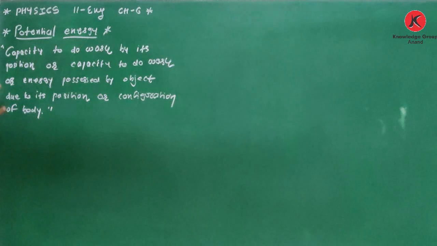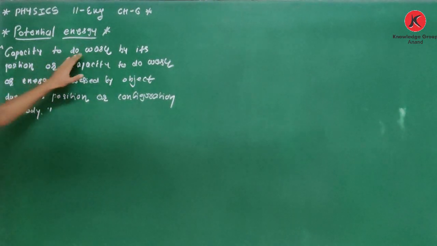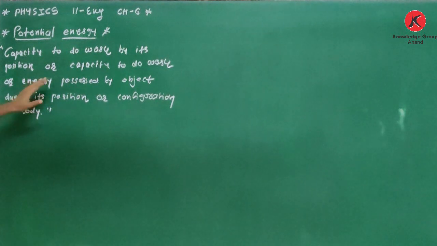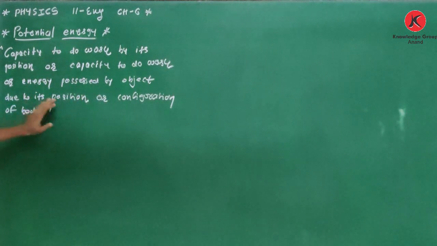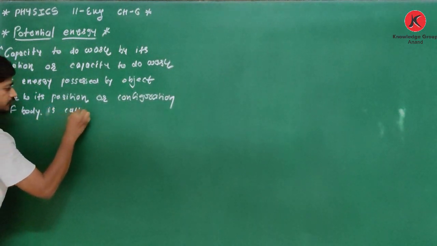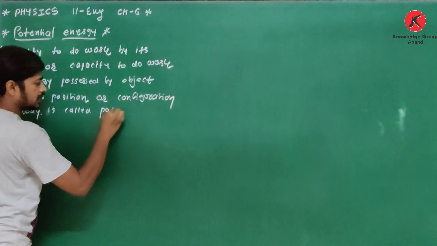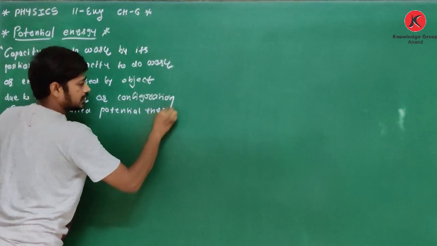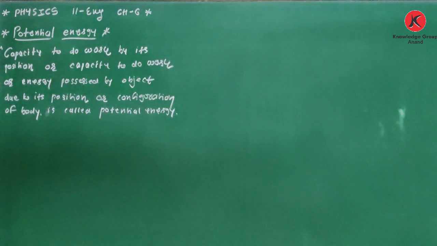Because what is potential energy? Capacity to do work by its position, or capacity to do work or energy possessed by an object due to its position or configuration of a body, is called potential energy.